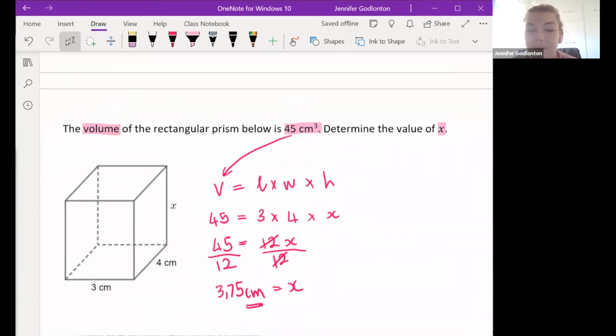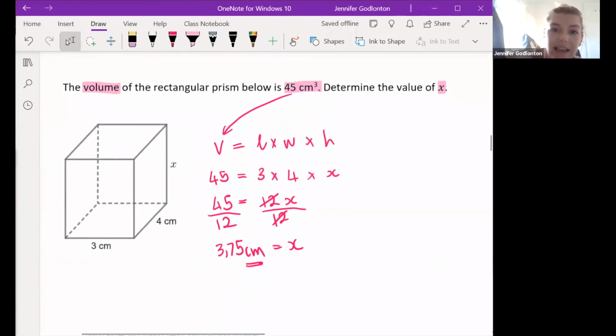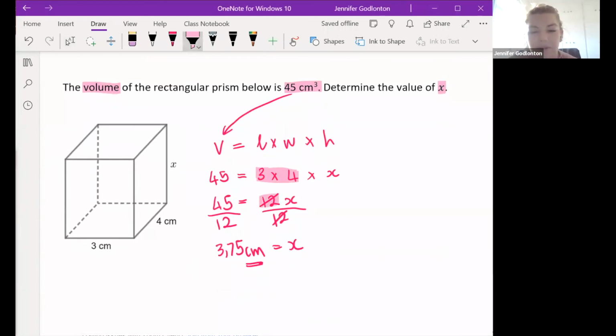Ma'am, where did you get 12? The 12 came from taking this 3 times by this 4. That gave me that 12. Okay. Thank you. No problem.